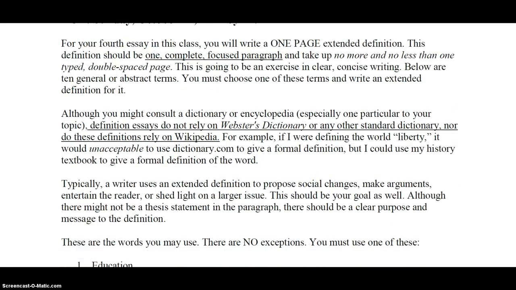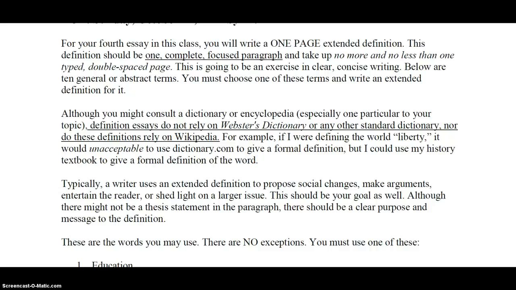Although you might consult a dictionary or encyclopedia, especially one particular to your topic, definition essays do not rely on Webster's Dictionary or any other standard dictionary, nor do these definitions rely on Wikipedia. So we're looking for a more original and complete definition than what a dictionary might give us. So think about this. Instead of going to dictionary.com, instead of going to Wikipedia, look for a more specific definition.